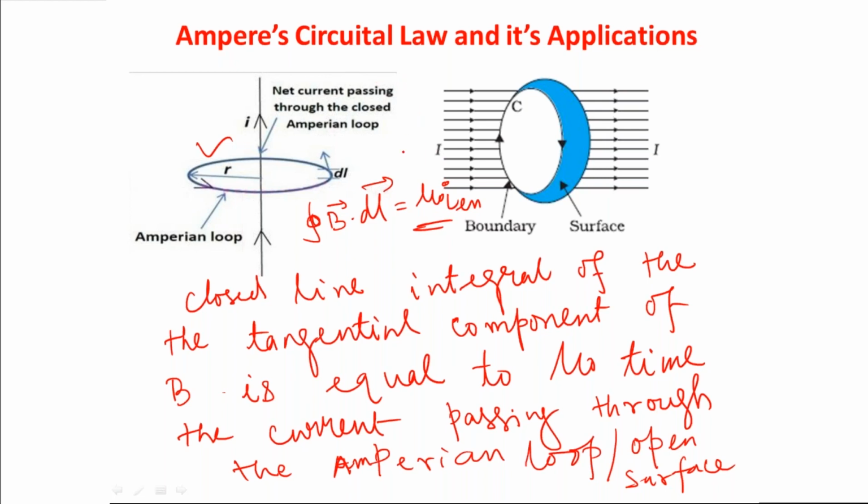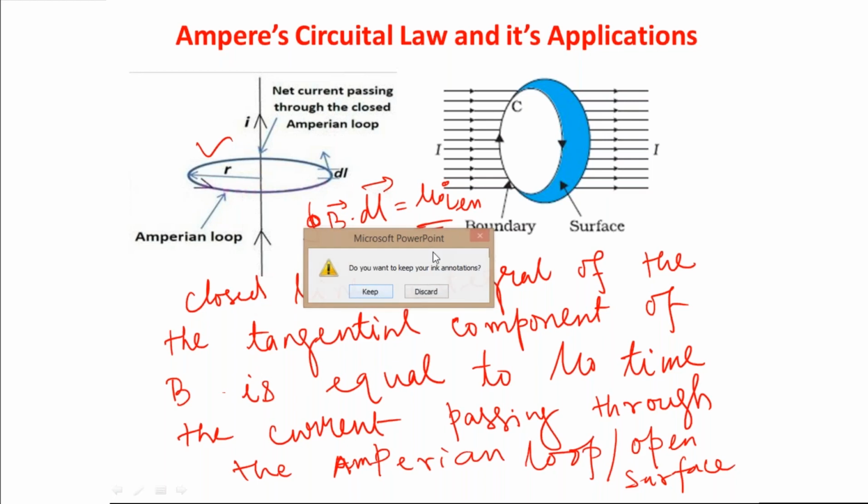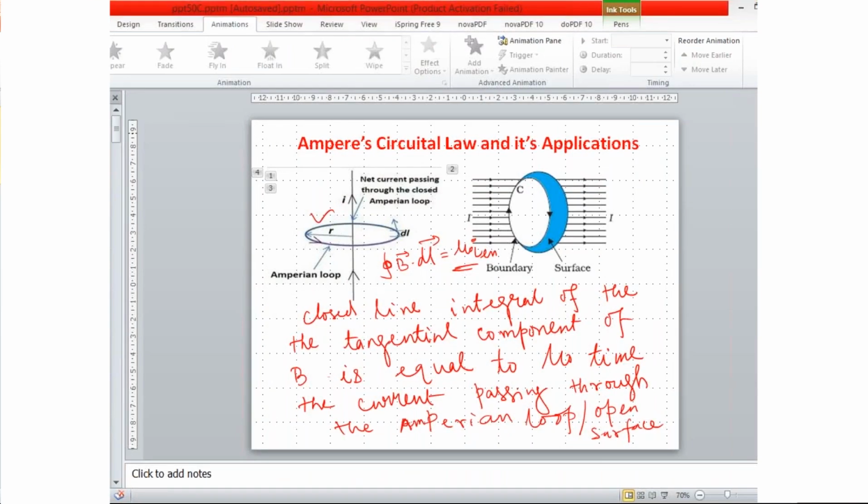So there will be a common question for all of you in the board exam. They will definitely ask what is Ampere circuital law and how to calculate the magnetic field for an infinite wire at a distance r. So that is what I have just explained so far.